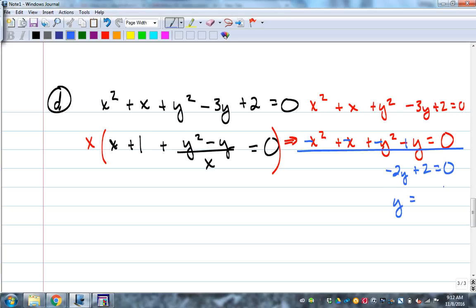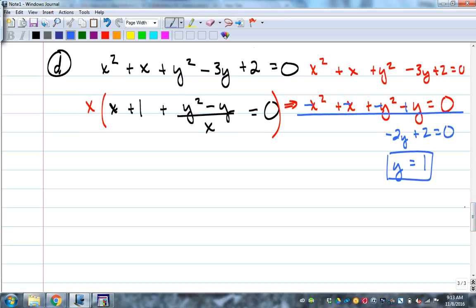Yeah, y is equal, not negative 1, but positive 1. Because when you move that 2 over, it's negative, and then divide by negative 2, so it's positive 1. So we get y is positive 1. Now we just need to find the x's that go with that.